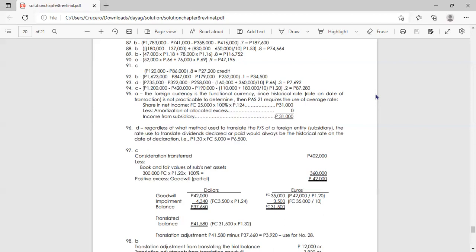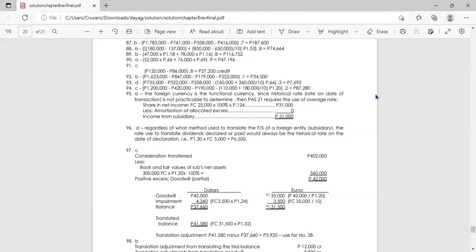Then number 96, the receipt of dividend will result in a credit to the investment account for 6,500 regardless of what method is used to translate the financial statements of a foreign entity. The rate used to translate dividends declared and paid would always be the historical rate on the date of declaration. So that means 6,500 for number 96.